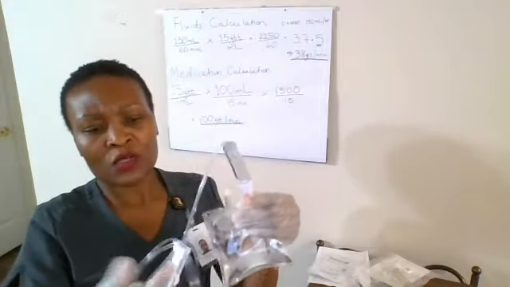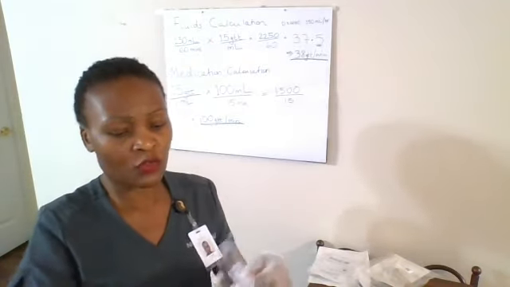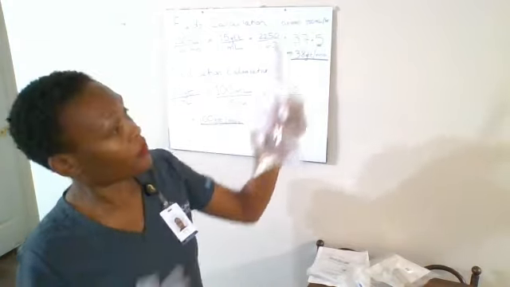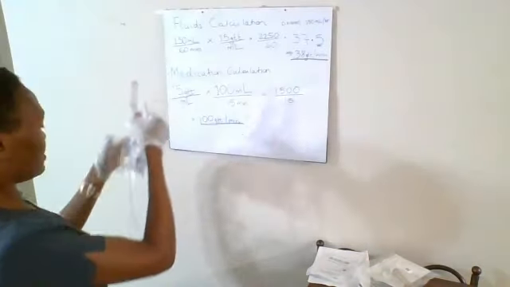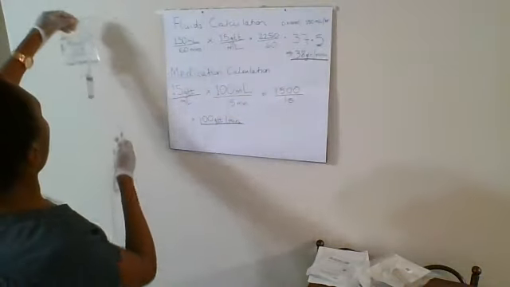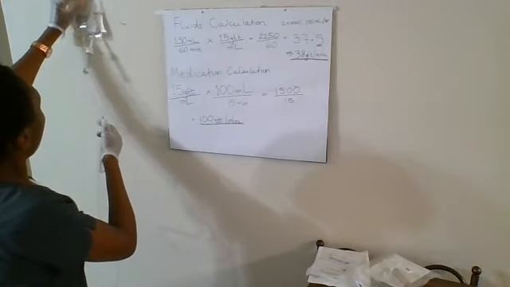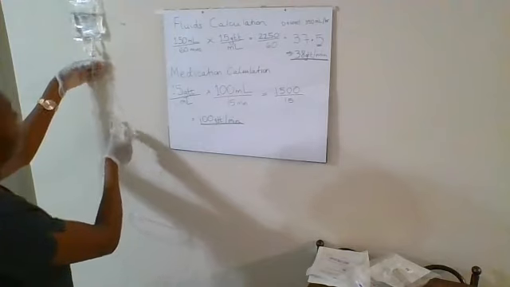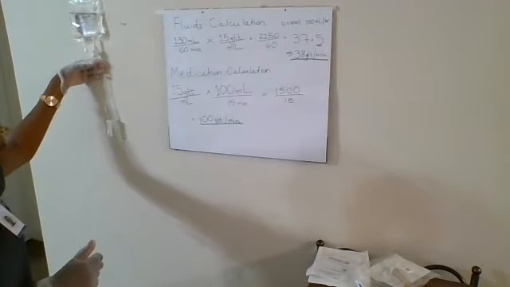I want to make sure that my roller clamp is closed because you don't want those fluids to flow out, all of them, without you being able to control. So I'm going to make sure that this is closed, and I'm going to hang my IV bag like so. I'm going to let at least half of the fluids into this drip chamber.